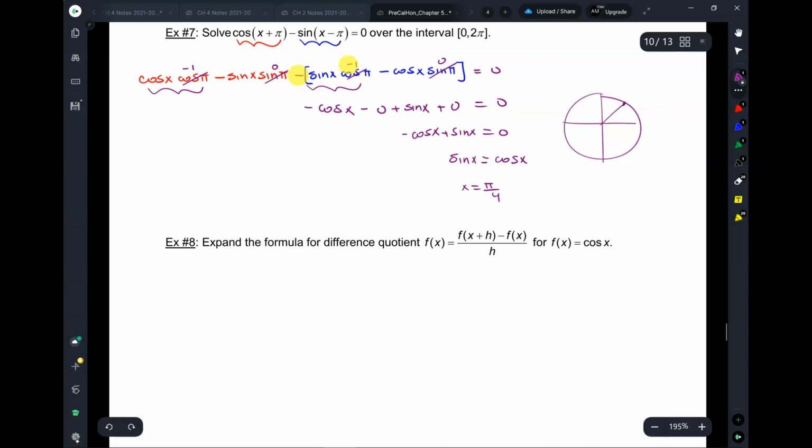In the other spots, it would be like they're negative or positive. So here at 3 pi over 4, sine is positive, cosine is negative, so that doesn't work. 5 pi over 4, sine is negative and cosine is negative, so that works too. Here, 7 pi over 4, sine is negative, cosine is positive, so that doesn't work. So it's just 5 pi over 4 and pi over 4.